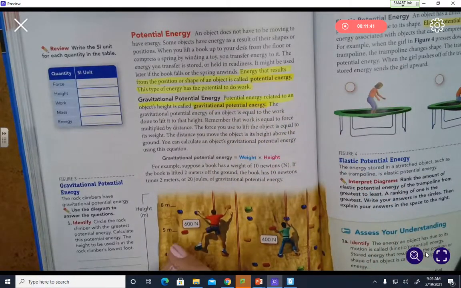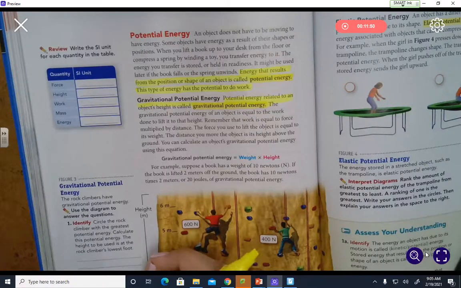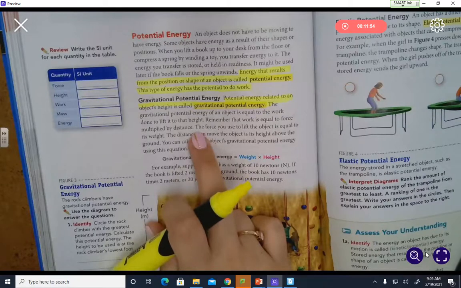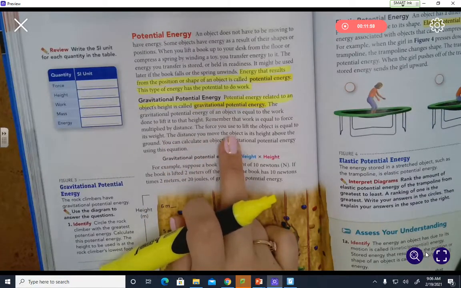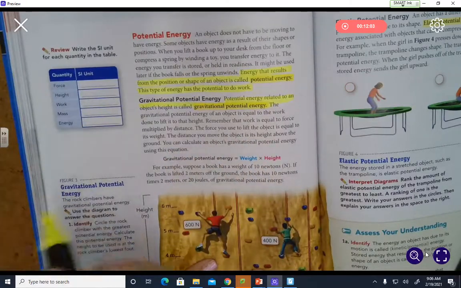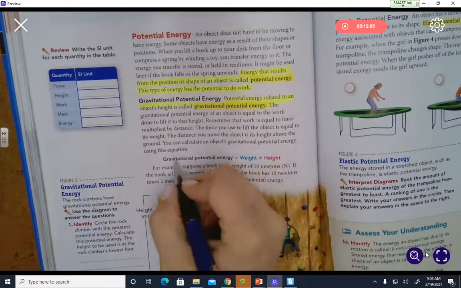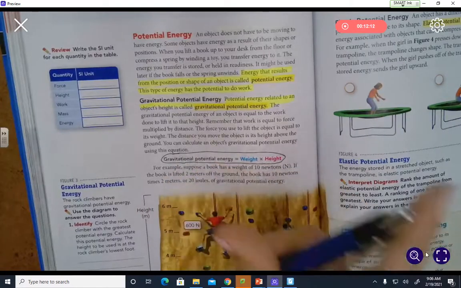The gravitational potential energy of an object is equal to the work done to lift it to the height. Remember that work is equal to force multiplied by distance. The force you use to lift an object is equal to its weight. The distance you move the object is its height above the ground. You can calculate an object's gravitational potential energy using this equation. Circle the equation. Just the weight times the height.